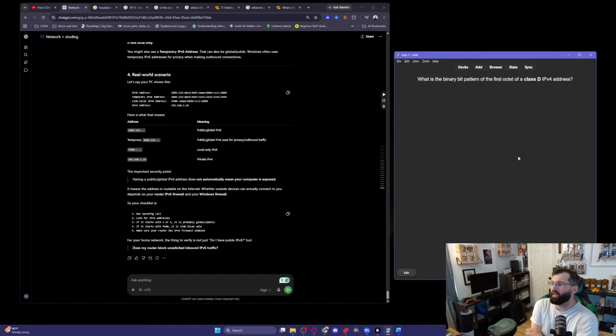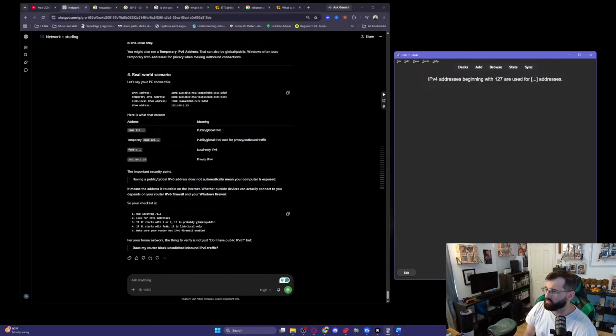What is the binary bit pattern of the first octet? I get these confused. I'm starting to get them confused. Okay. So that's the binary pattern. It's the addressing range reserved for... It's not experimental. What's it reserved for? Multicast. What is the E that's experimental?